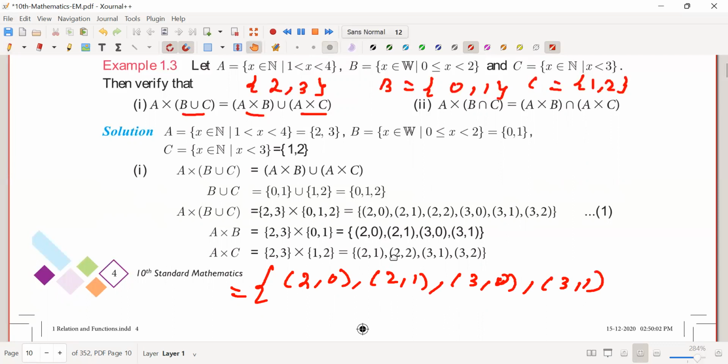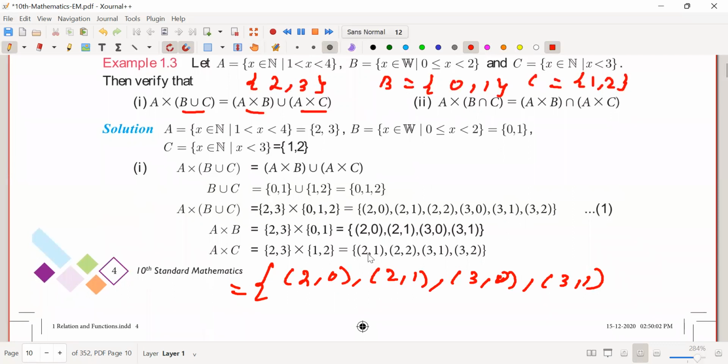After this, go to the next one. 2, 1. It's already here, so we don't have to write it. 2, 2. It's not here, so 2, 2. Then 3, 1. It's already here. We don't have to write it. Then 3, 2. It's not here, so we have to add 3, 2. So when we compare these two, we'll be having the exact terms.